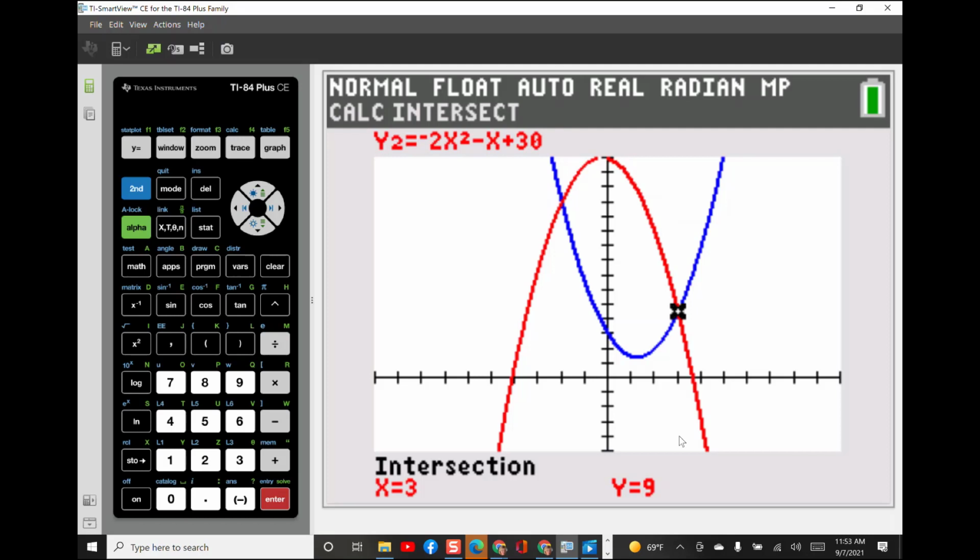The other question that they wanted us to look at was, how do we do these with equations? So we're going to go to another slide, and we're going to talk about those equations.